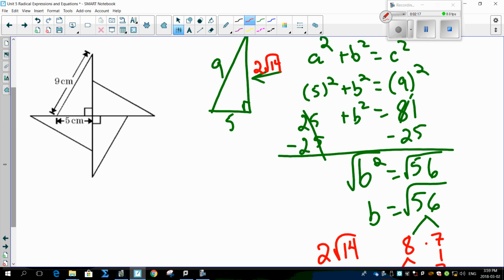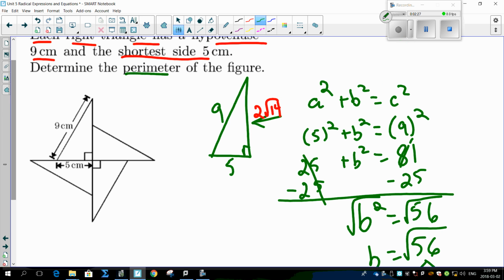Wow, neat. Okay, so I know what you're thinking. So what? Well, the question says, what is the perimeter? Determine the perimeter of the figure. What do I mean by this? You're going to start here. That goes up by 9, but then we've got this little jot right here. How do we figure out that little piece right here? We know the whole piece is 2 root 14, right?